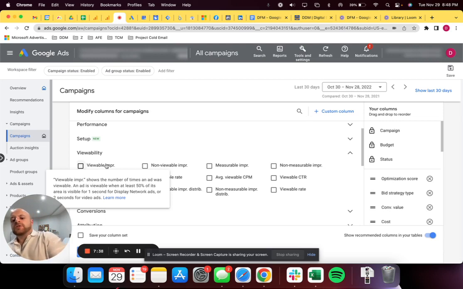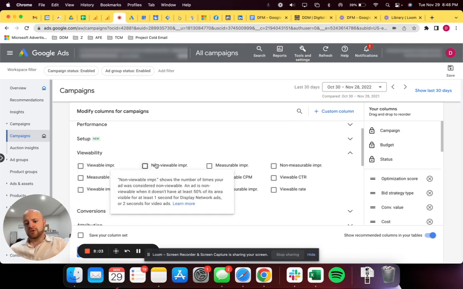Okay, see? So in the end of the definition, any viewable impression directly correlates to the display network or video ads. So this is an impression, but it actually has to be, like, not just something that loaded and no one looked at. So non-viewable impressions, I'm going to guess, is the opposite. Shows the number of times your ad was considered non-viewable. An ad is non-viewable when it doesn't have at least 50% of its area visible for at least 1 second for display network ads or 2 seconds for video ads.